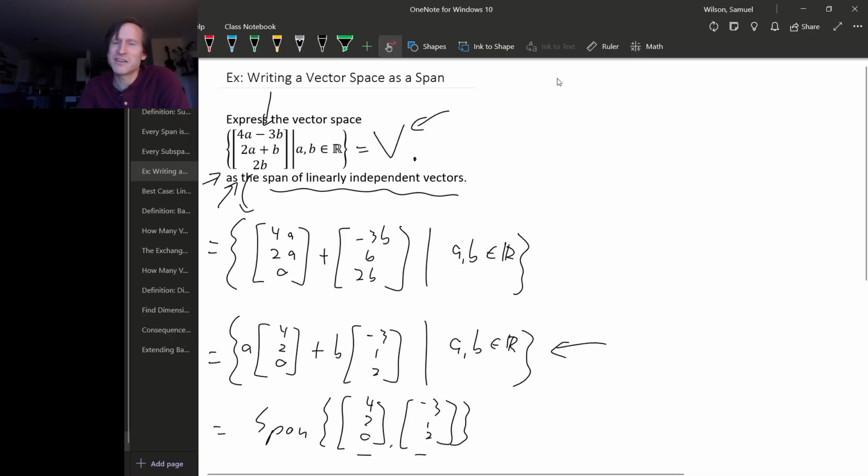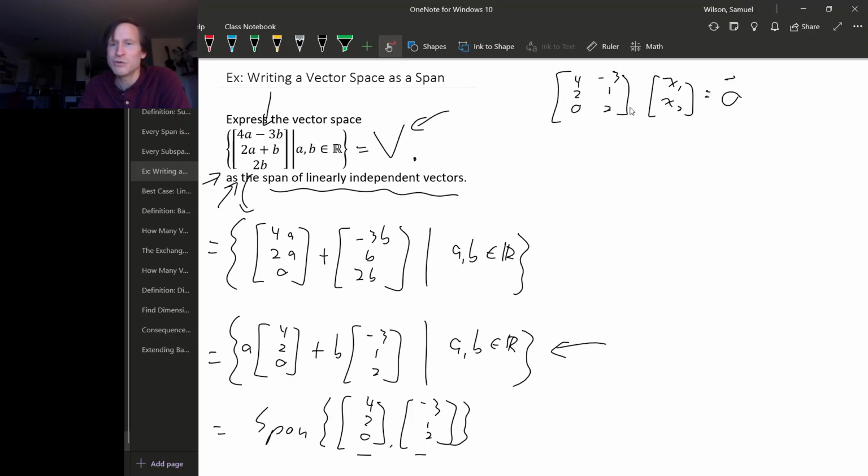Remember, a nice way to check if vectors are linearly independent is to put them into a matrix like this, and then check if this equation has any non-trivial solutions, which amounts to row reducing this matrix. If we row reduce, we could switch the first and second rows, so we get 2, minus 3, 2, 1, 4, minus 3, 0, 2. To have no non-trivial solutions, we just need to check that there's a pivot in every column when we row reduce.